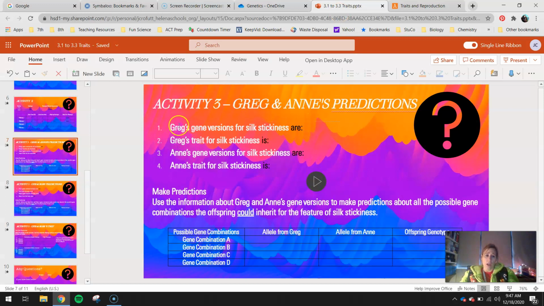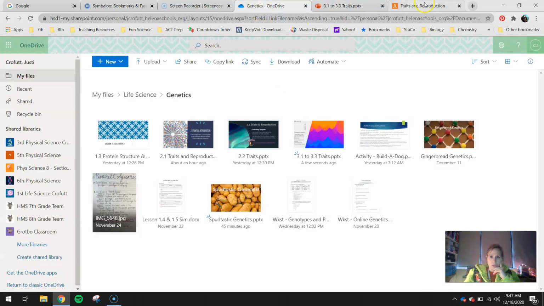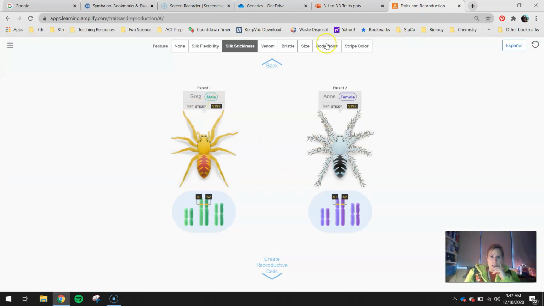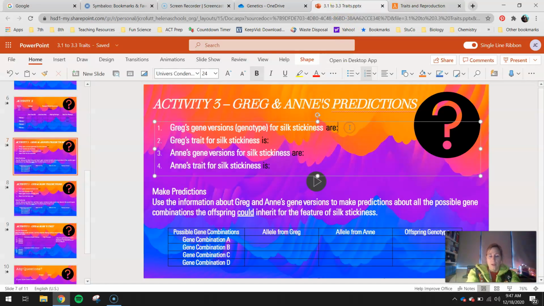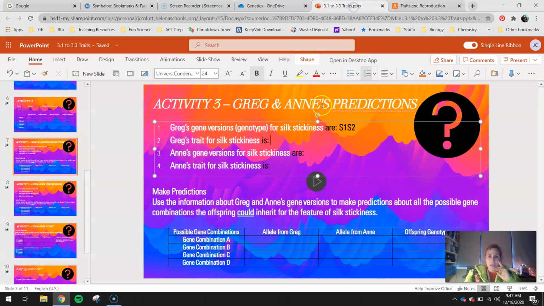So first, let's talk about Greg. Greg's gene versions, or his genotype, for silk stickiness are... So if we look at Greg, he is S1, S2. So we would type right here, S1, S2. Okay, I'm going to leave this filled in for you guys so you can use it as an example. Everything else will be deleted though. Greg's trait for silk stickiness, so that's his phenotype, would be sticky. So he's got that sticky spider silk.